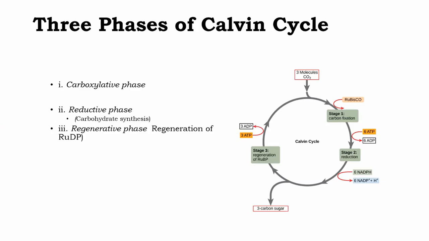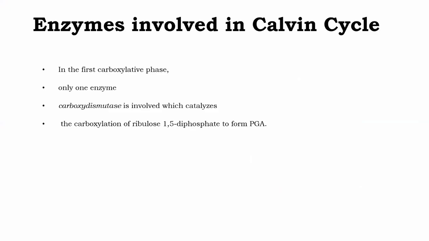So we will see what enzymes are involved in the Calvin cycle. In this first carboxylative phase, only one enzyme, carboxydismutase. This particular enzyme catalyzes ribulose 1,5-bisphosphate to form PGA, phosphoglyceric acid. This is the first enzyme in the first phase, only one enzyme.